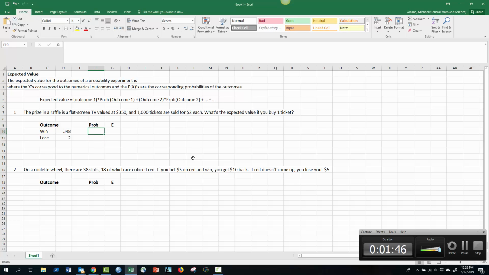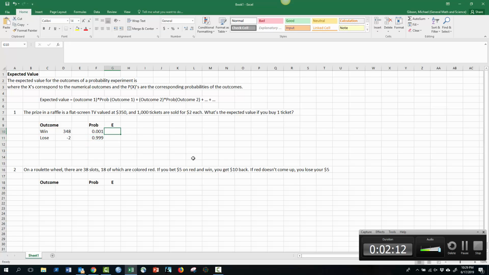The next thing we need is the probability for each outcome. Well, there's 1,000 tickets and there's only one winner, so that's equals 1 divided by 1,000. And then for lose, there's still 1,000 tickets, but there's 999 losers, so that's 999 divided by 1,000. Okay, so there's my probability.